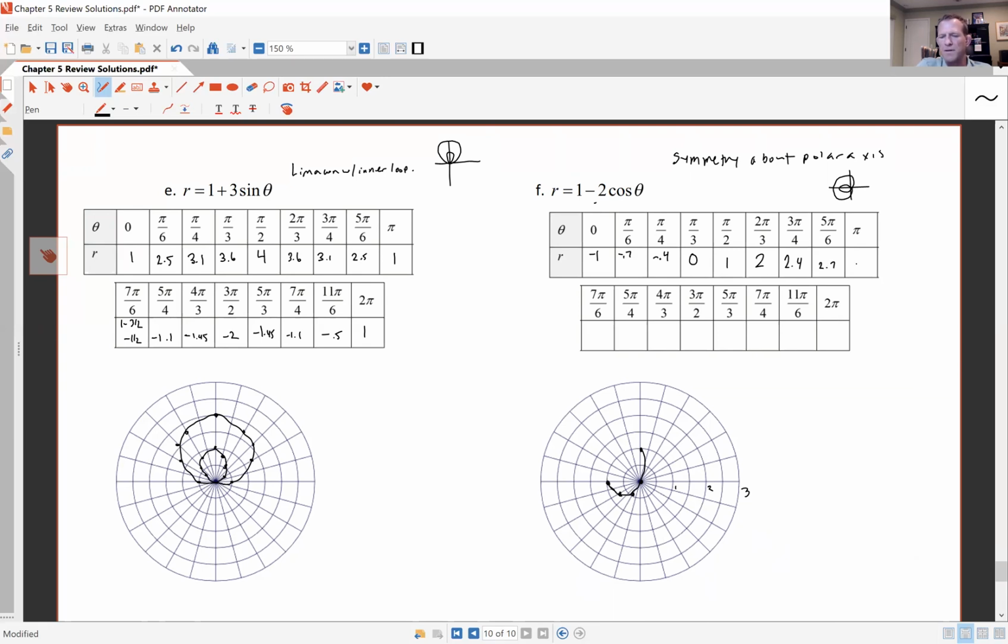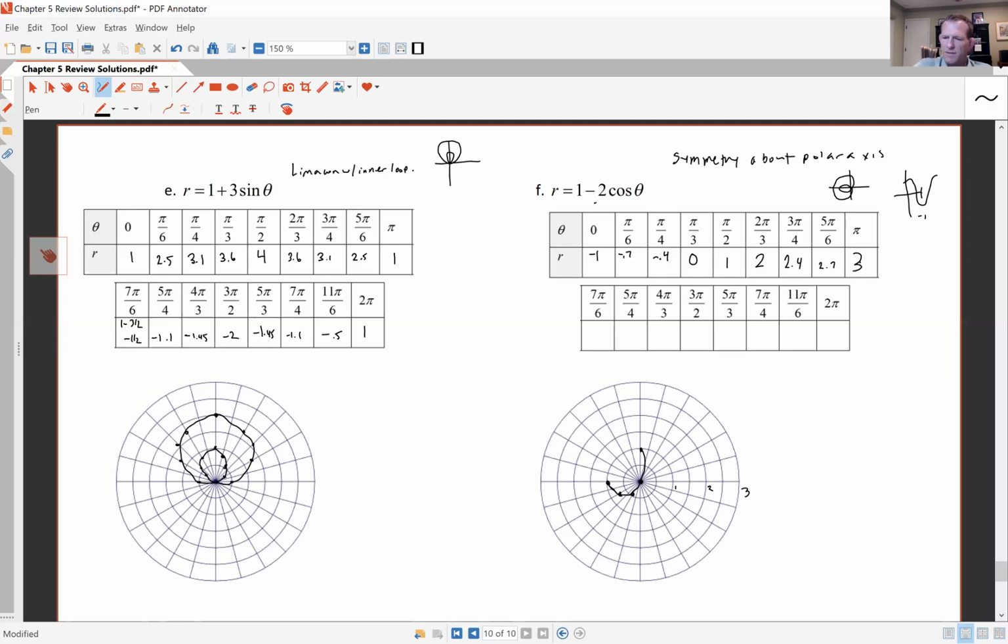Pi. Cosine of pi is 0, and 1 minus 0 is 1. Wait a minute, cosine of pi is -1, so that's 1 plus 2 makes 3.